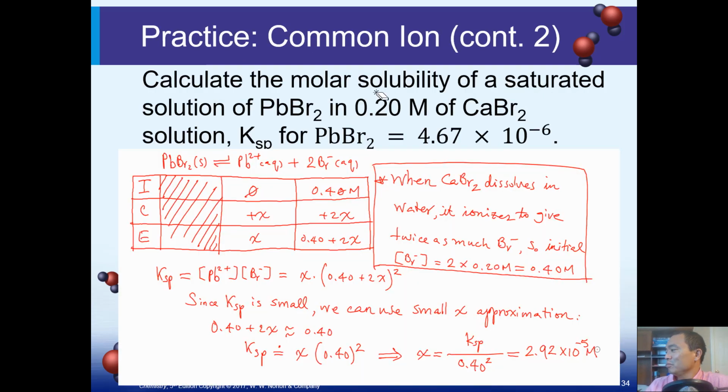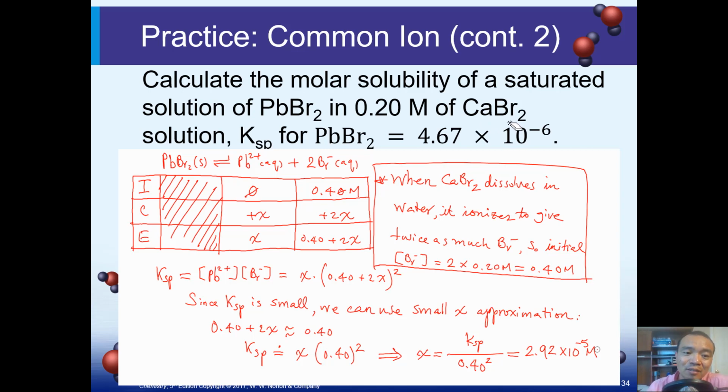So calculate the molar solubility for the same salt, PbBr2, or lead-2 bromide. But the difference is now not only do you have an insoluble salt, you also have a soluble salt over here. How do we know calcium bromide is soluble?